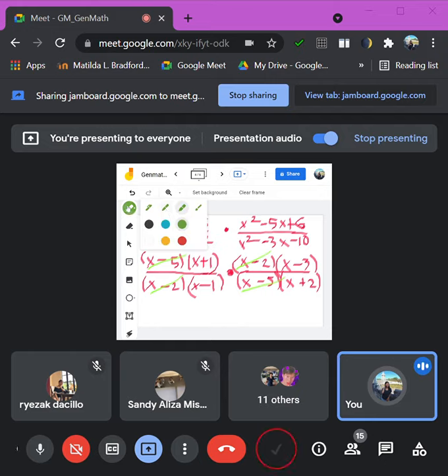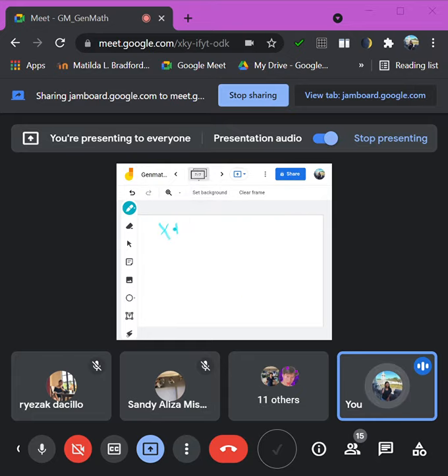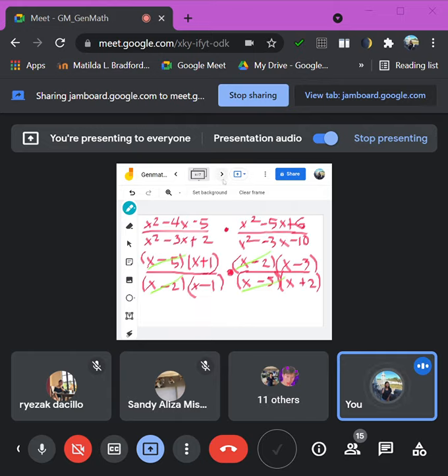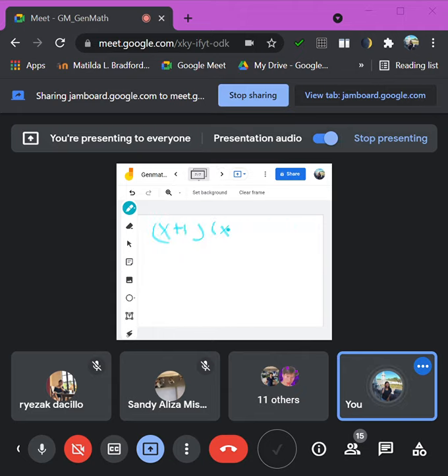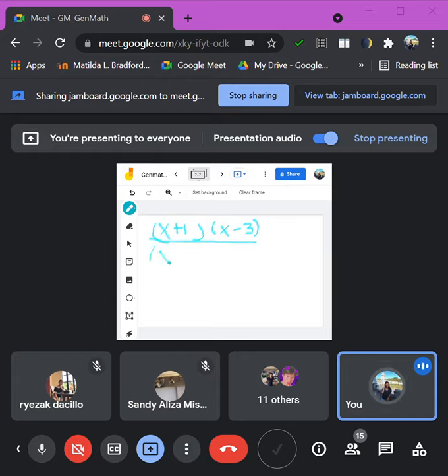So we can already combine them, class. We can combine that as x plus 1 times x minus 3. In my combining, I just placed them side by side, since they are in parentheses anyway. And then x minus 1 and then x plus 2.